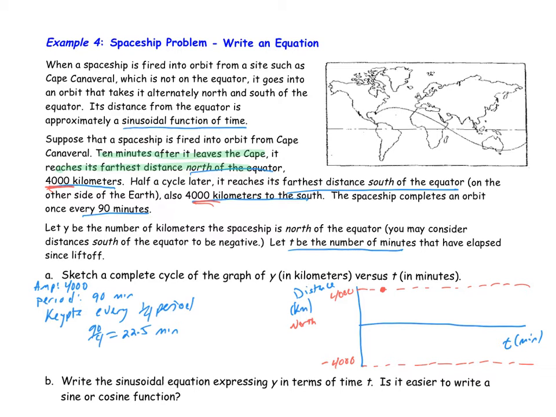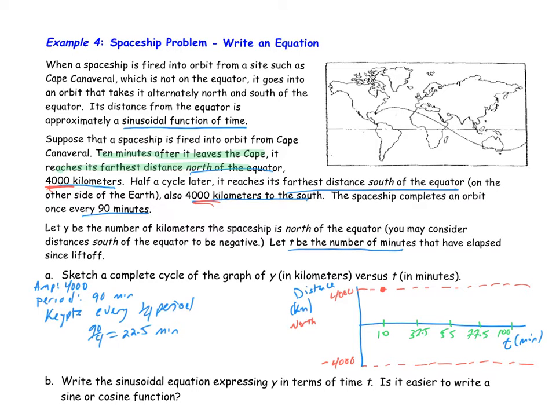I'm going to put a scale on the x-axis. So that's 10. And now, for convenience, I want to make my tick marks every quarter period from there. So from 10, I'm going to count by 22.5 minutes. So I'm going to have a point at 32.5. Adding 22.5 to that is going to put me at 55. Adding another 22.5 will put me at 77.5. And another 22.5 will put me at 100. That will be the end of one cycle.